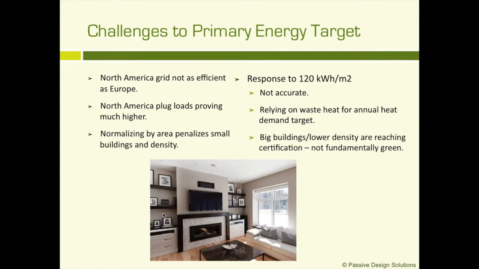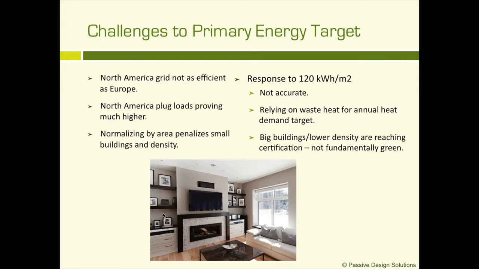There are some challenges to the primary energy target as well. The North American grid is just not as efficient as Europe. Our plug, appliance and lighting loads are proving to be much higher. So it hasn't been very accurate in the energy modeling, and we're really relying on waste heat from these internal heat gains to make the annual heat demand targets when we're monitoring.